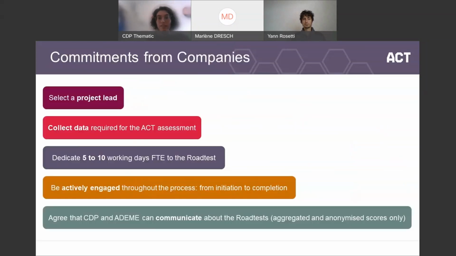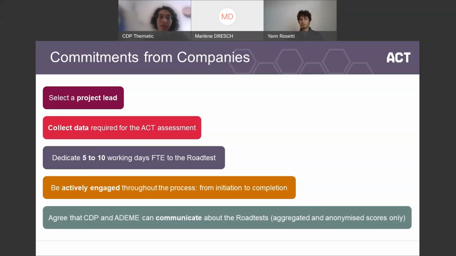So these were the guarantees. We ask for a couple of commitments from companies if they do decide to take part. So what we'll ask from you is that you select a project lead, and that you collect the data that is required for the ACT assessment, or at least as much as possible. There is a possibility to use different data sources or provide estimates, so we'll be able to make recommendations. But yeah, if you can be there to help collect the data, that's what we ask of you.